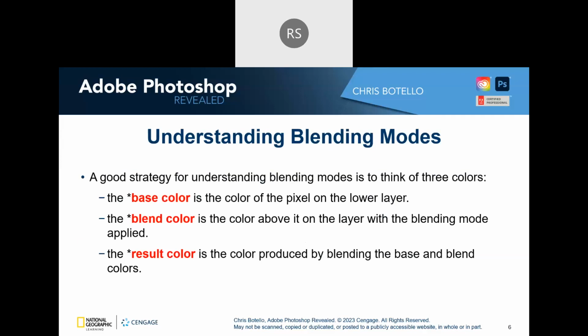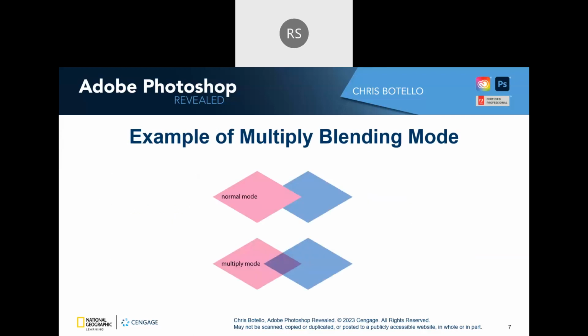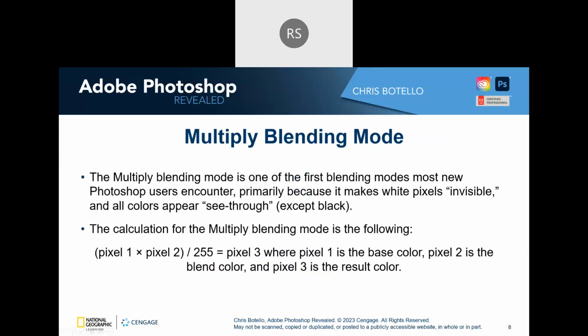Now, when you're thinking of blending modes, it's a good idea to think of three colors. You have your base color, that's the color of the pixels on the lower layer. The blend color is the color above it on the layer with the blending mode applied. And finally, the result color. That's the color that's going to be produced by blending the base and the blend colors. We see an example here where we have our normal mode and our multiply mode. This is where you can see the result of the two being blended together.